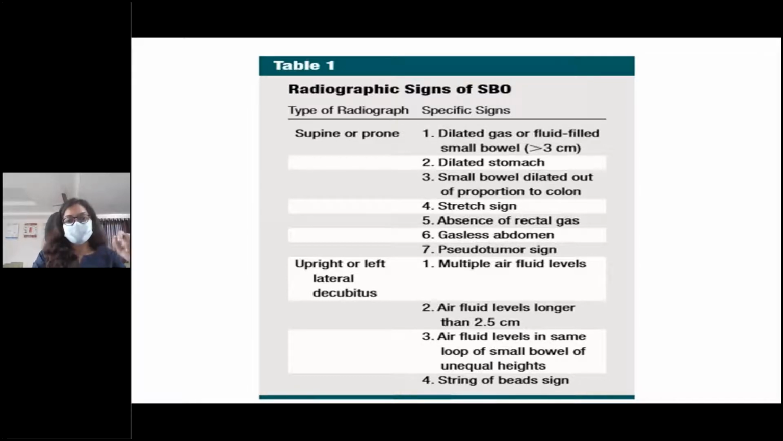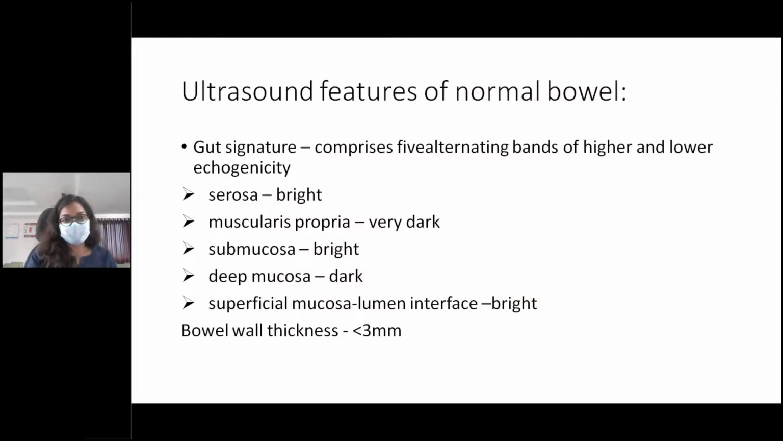Coming to the upright or the left decubitus radiograph, we see multiple air fluid levels longer than 2.5 centimeters, air fluid levels in the same loop of the small bowel of unequal size, and the string of beads sign. All these can be seen in an upright or lateral decubitus radiograph.